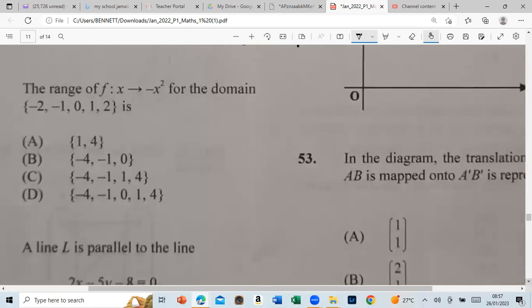Alright, it said the range of f of x is negative x squared for the domain negative 2 to 2 is. Alright, so this one could be a little bit. Oh, they give it away. Alright, so basically, the x to the 0, 1, so yeah. It's D.